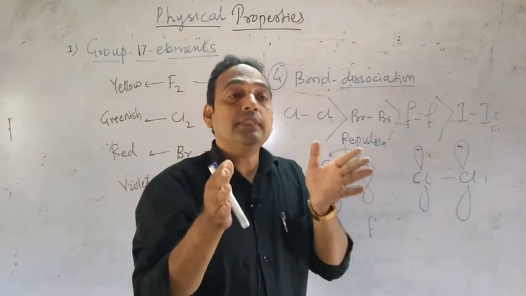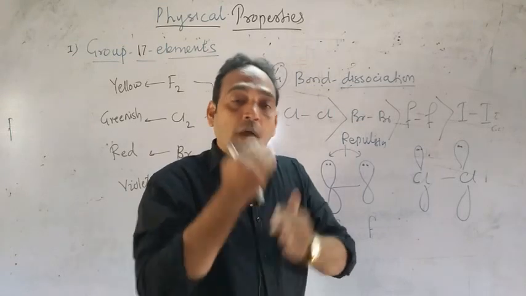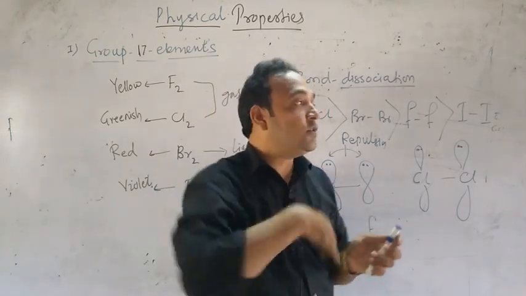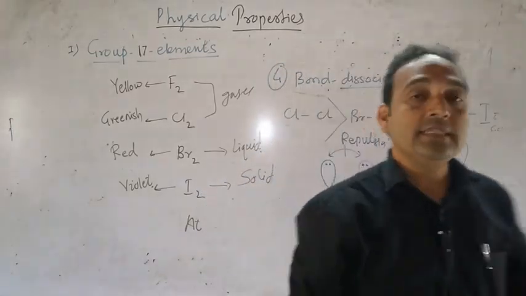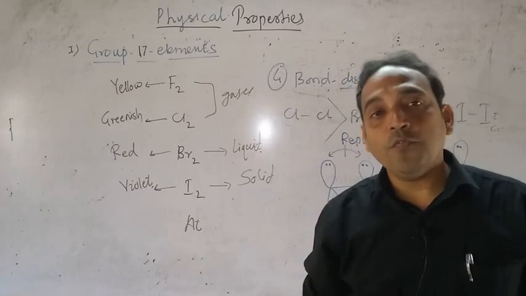If there is less repulsion, lone pair repulsion, it means that bond is stronger, and if bond is stronger, more amount of energy is required to break the bond, and that's why bond dissociation energy of chlorine is greater as compared to bond dissociation energy of fluorine.